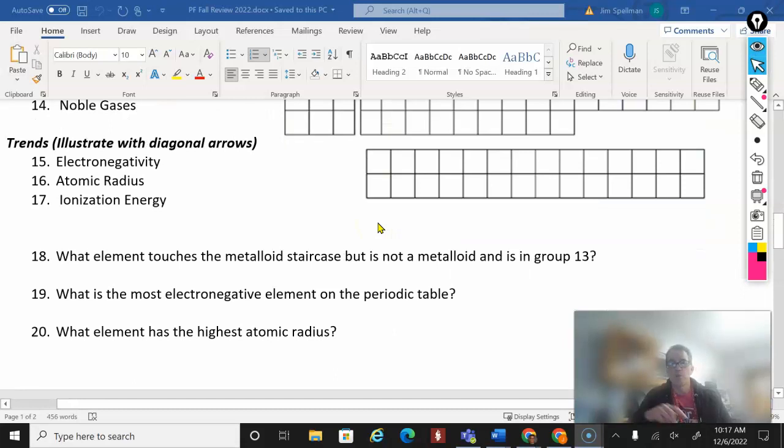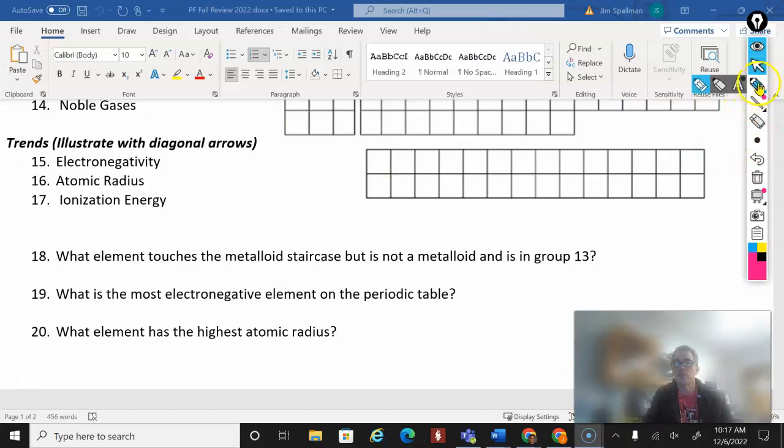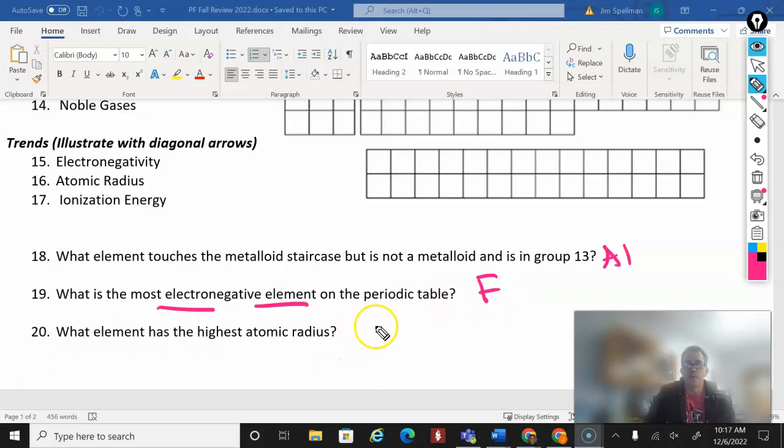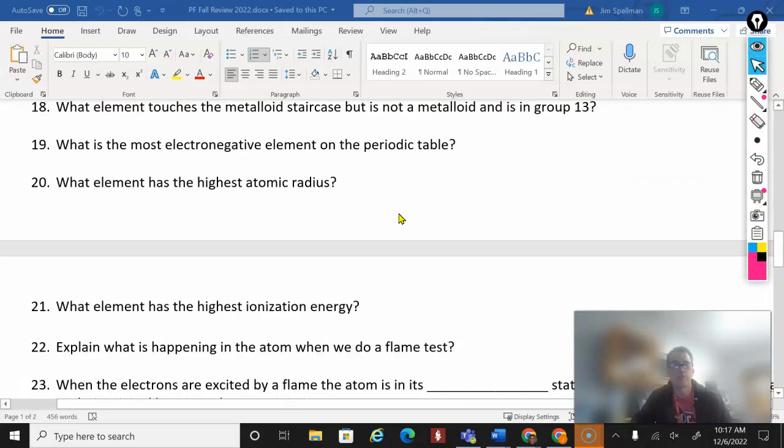So if we look at a couple of questions on here, what element touches the metalloid staircase but is not a metalloid and is in group 13? That would be aluminum. Okay, so aluminum's in group 13, touches the staircase but is a metal. If we said what's the most electronegative element on the periodic table, our arrow pointed to fluorine. And if we said what element has the highest atomic radius, that would be the one at the very bottom of the last row, which would be francium. So just some basic questions to ask if you can interpret your periodic table correctly.